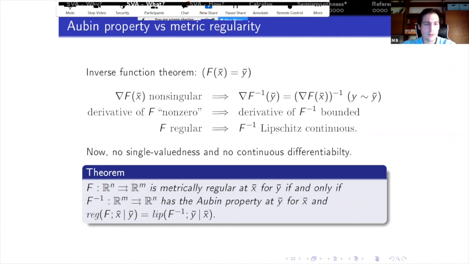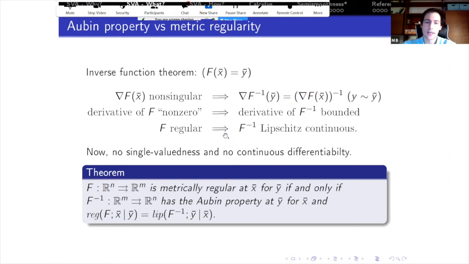And the idea behind this is, if here the derivative is, it's not correct to say non-zero in the single valued case, it's somehow non-degenerate, then this means the derivative of the inverse is bounded. So this can geometrically be very clear, right? And here, further developing these ideas, if f is regular, then the inverse is Lipschitz continuous. Boundedness of the derivative is related to Lipschitz continuity, right?